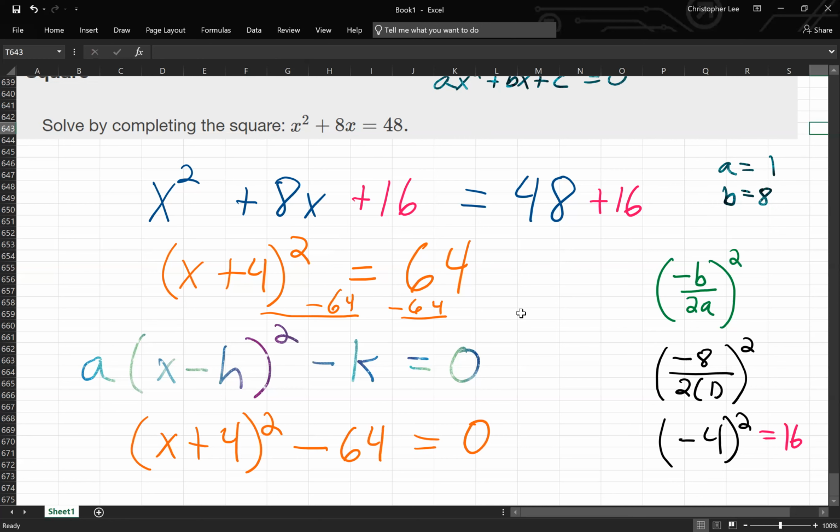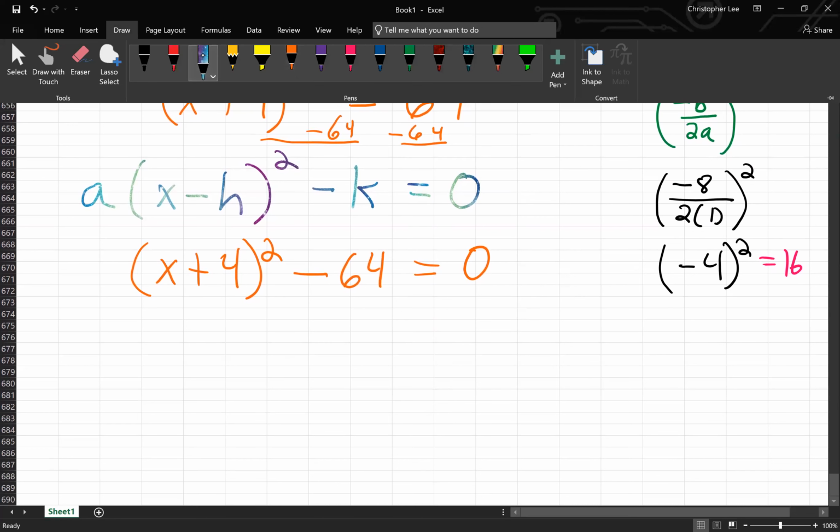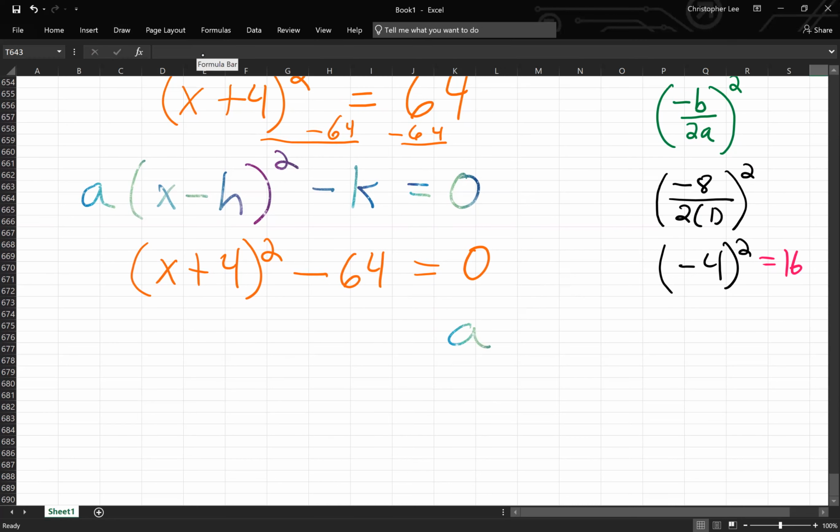So let's just pretend for a second that this was a homework question. This is a homework question, right? I want to know what is A, what is H, and what is K? What's the answer for A? No, what's the answer for A? 1, very good. What's the answer for H?